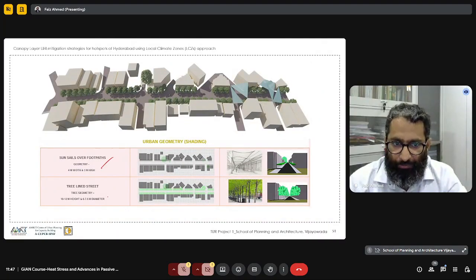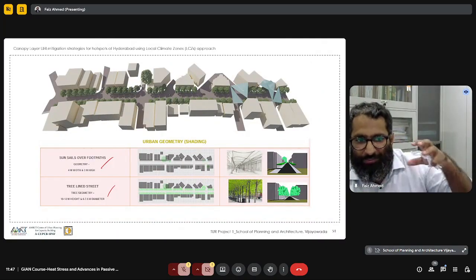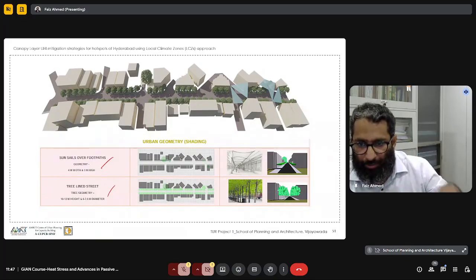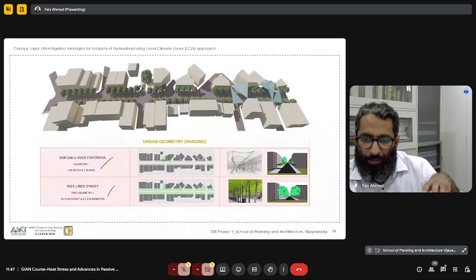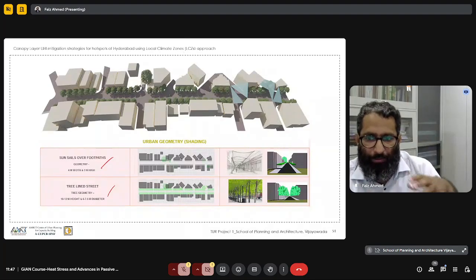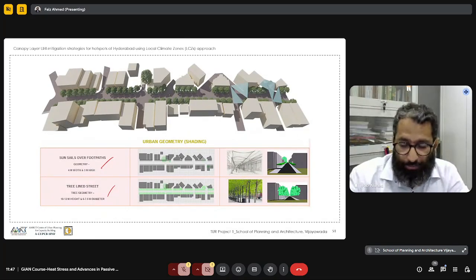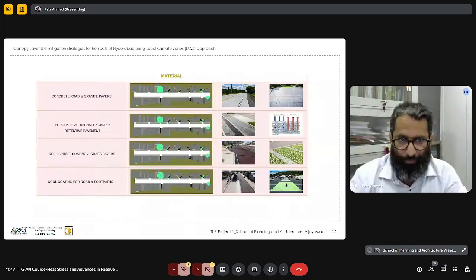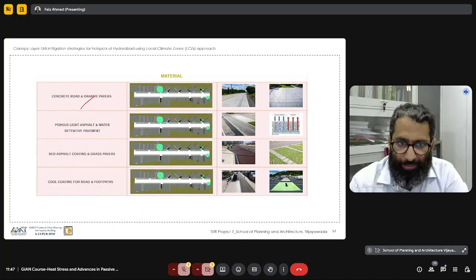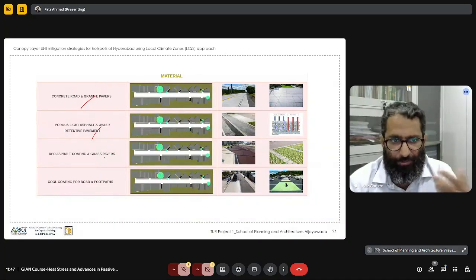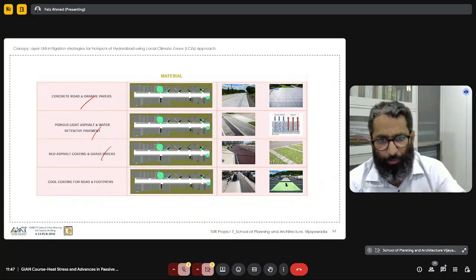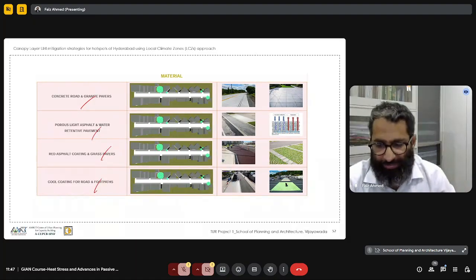We have seen from other studies also that shading can give a lot of relief, particularly in junctions. So how do we bring in shading in the street so that we can extract some benefit out of it? And of course, different materials, pervious materials, and reflective coatings have been tested.